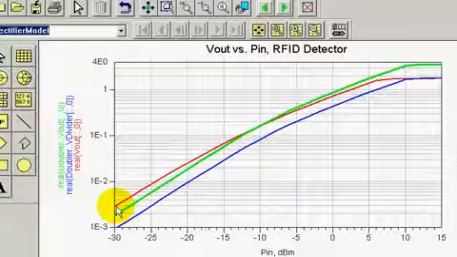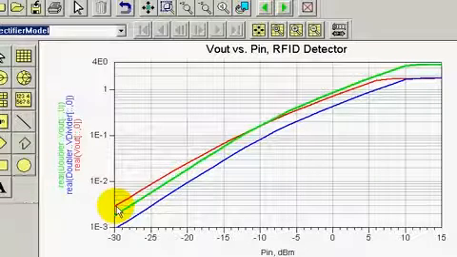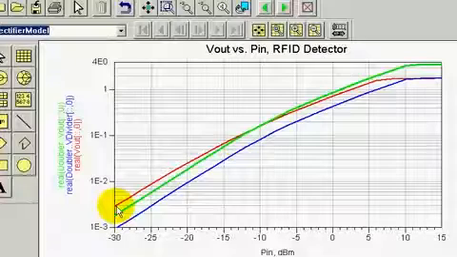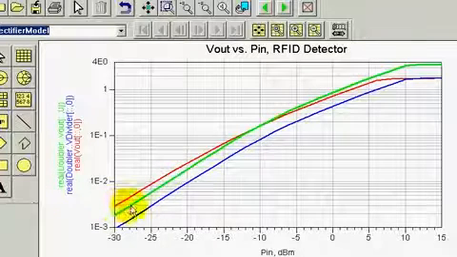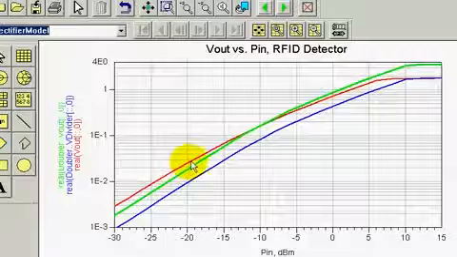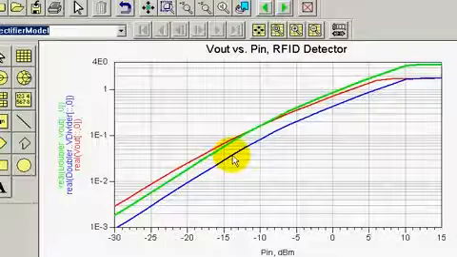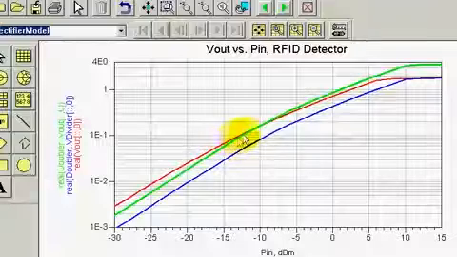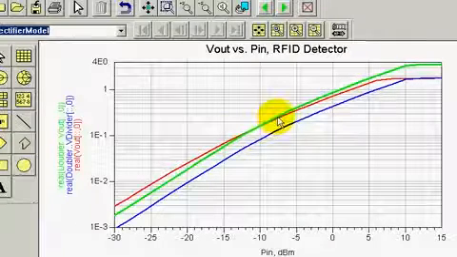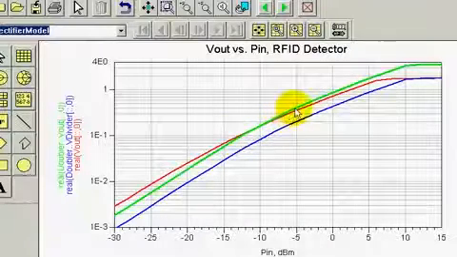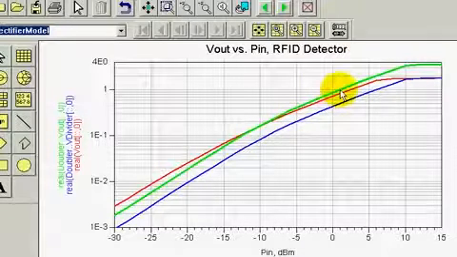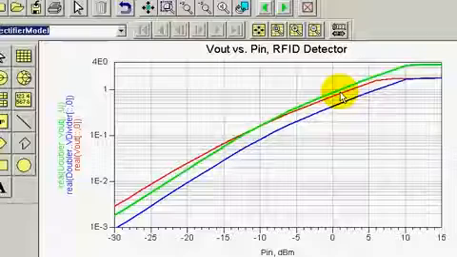To understand the performance of the voltage doubler, let's superimpose its performance over the output voltage versus input power for the single diode detector, as shown here in the red trace. The blue trace represents the dividing point between the two diodes. The green trace represents the doubler's output. Above -10 dBm, it exceeds the output voltage for the single diode and approaches 1 volt at just over 0 dBm.